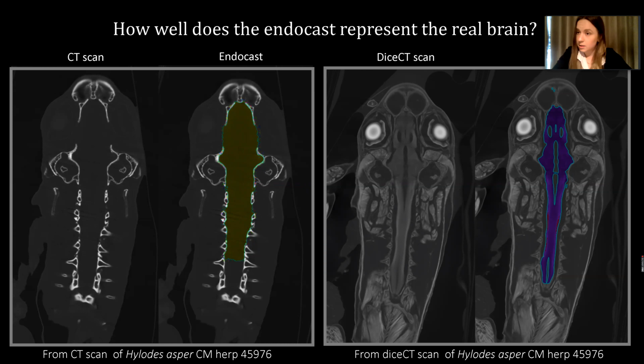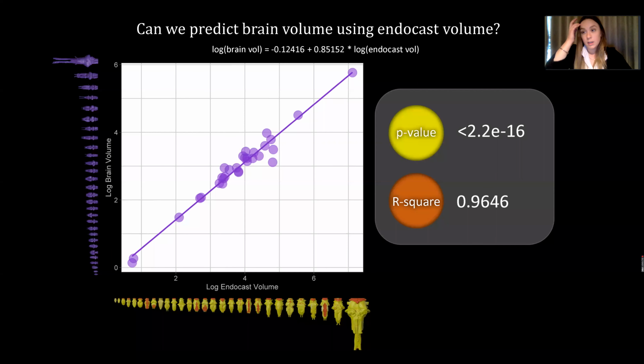So I took my brains and endocasts and I measured their volumes. And I found they actually match up pretty well. So there's a pretty tight relationship between endocast volume and brain volume. A strong positive relationship with a high R-square value. So we can be pretty confident in estimating brain volume from endocast volume.